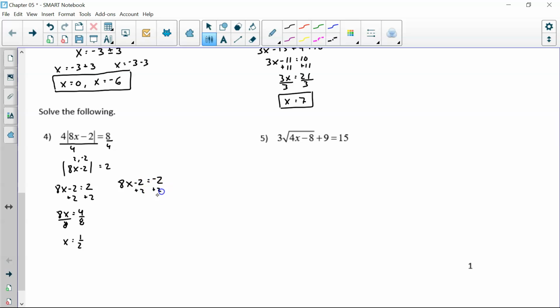Add 2 to both sides. 8x equals 0. Divide by 8. x equals 0. There's our two solutions.